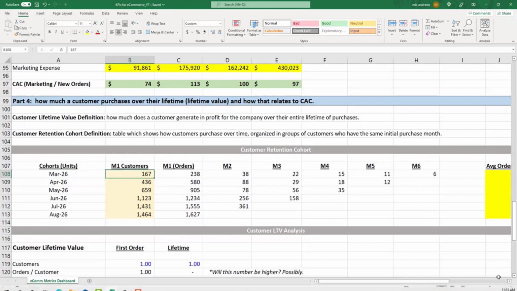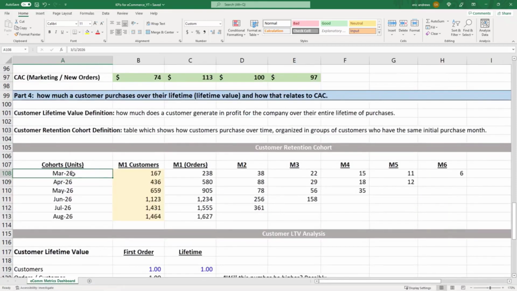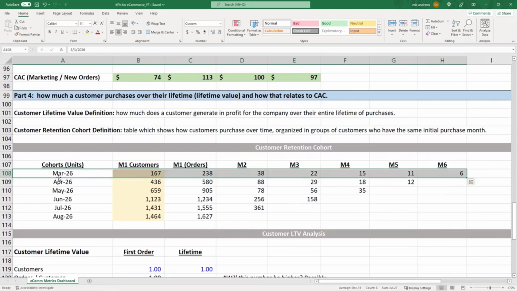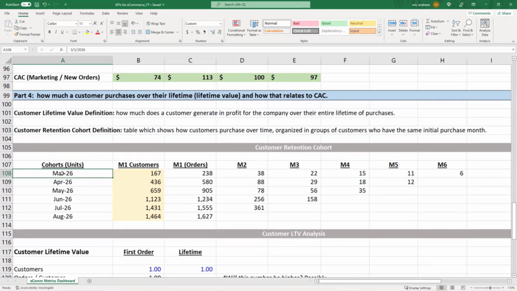So cohorts work like this. Cohorts are organized in groups of customers, and you group them together by the first month they all purchased. So this cohort is the March 2026 cohort, and 167 customers purchased for the very first time in March. This cohort is the April cohort, and 436 people purchased for the very first time in April. So anyone who is coming back and purchasing a second time or a third time is excluded, because their cohort is an earlier month. They're grouped by their initial purchase month. So the May cohort is 659 people who purchased for the very first time, right?